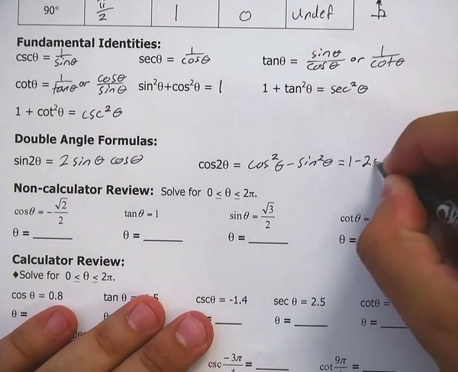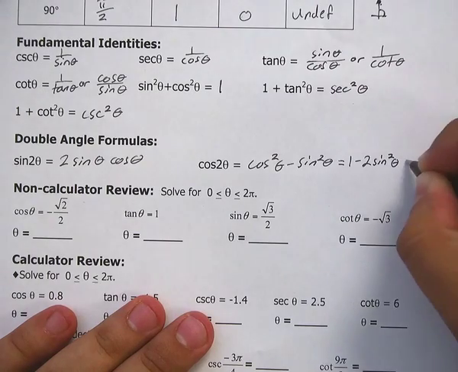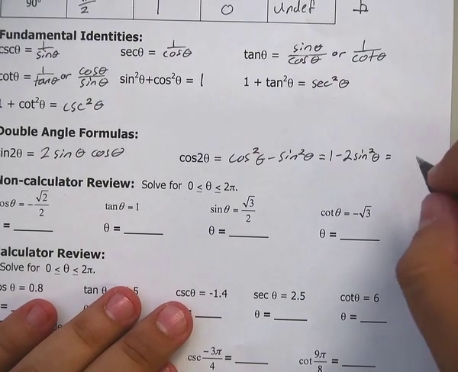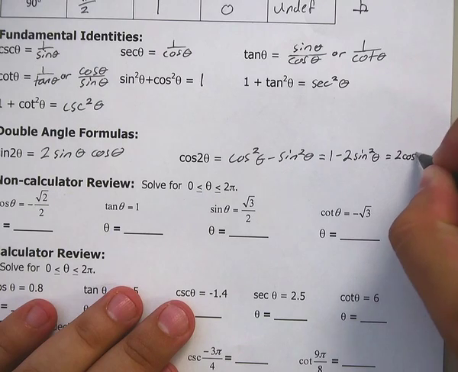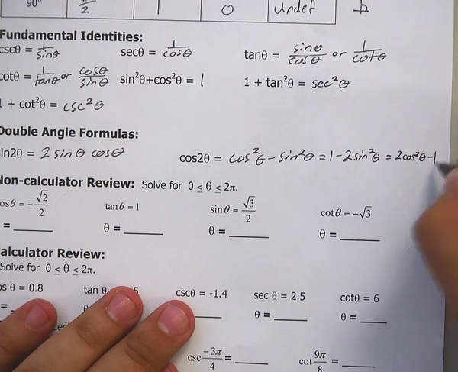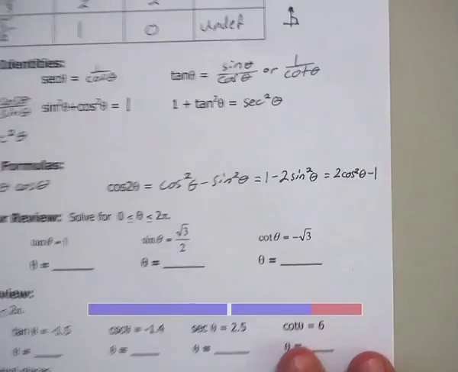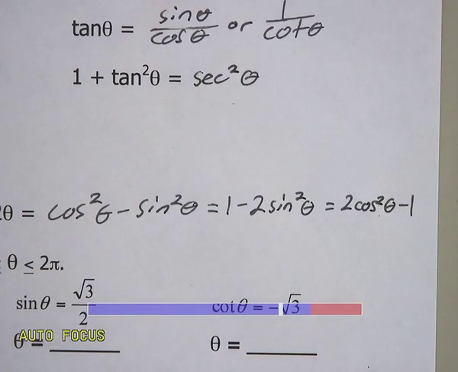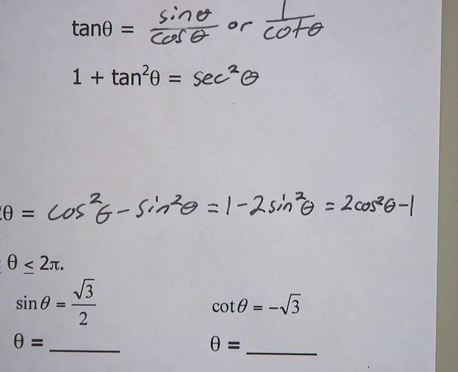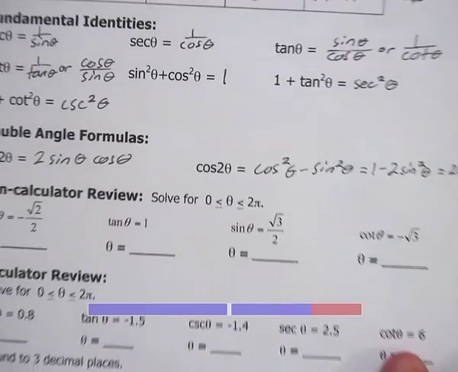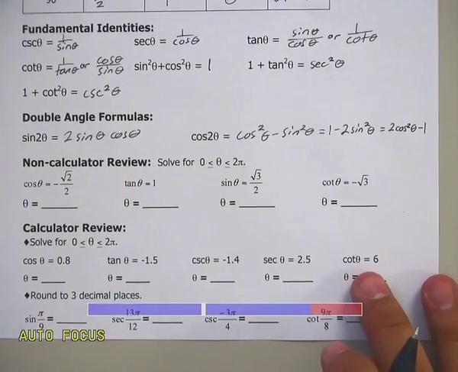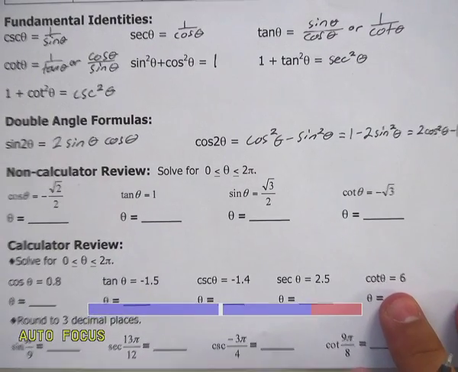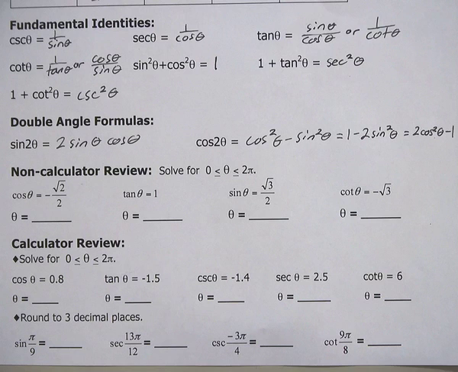1 minus 2 sine squared theta, or finally here, 2 cosine squared theta minus 1. I'm sorry if you can't see that. It's 2 cosine squared theta minus 1. All right? Again, all we're doing is just writing down. We're not going to take the time to derive all of these because we did that last year. We don't need to take time for that. It's calculus. All right.